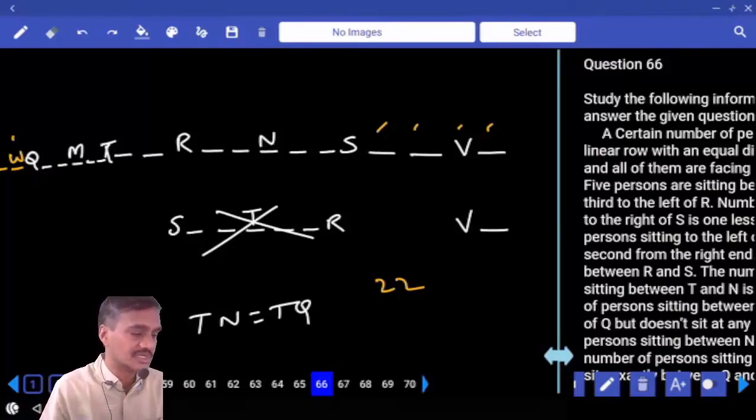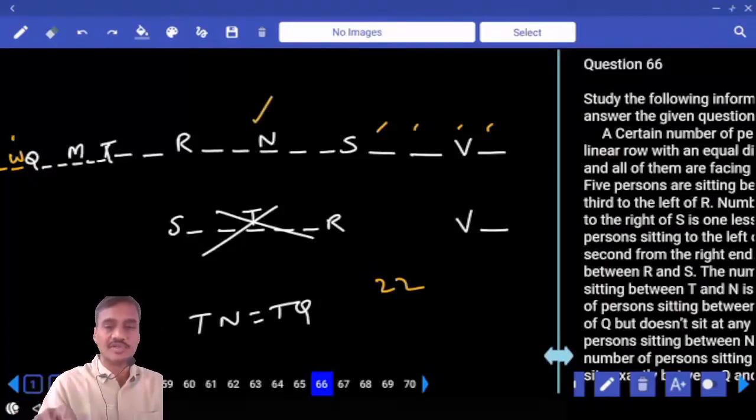And how many persons are sitting to the right of the one who is second to the right of R? Second to the right of R, who is that person? N. How many persons are sitting to the right hand side of N? 3, 4, 5, 6, 7. There are 7 persons, that is choice 2, question number 70.